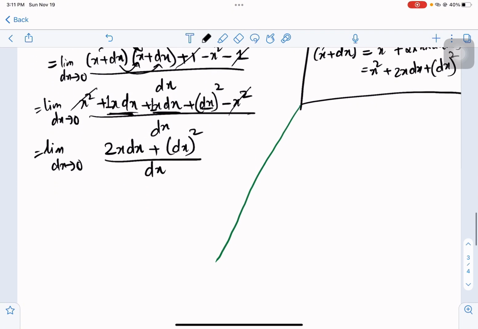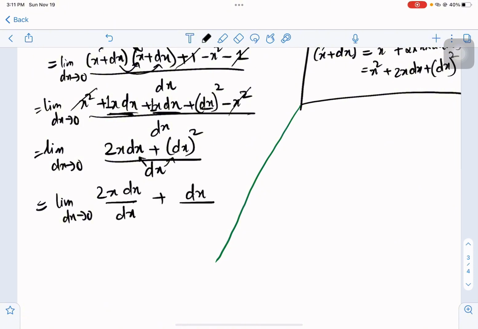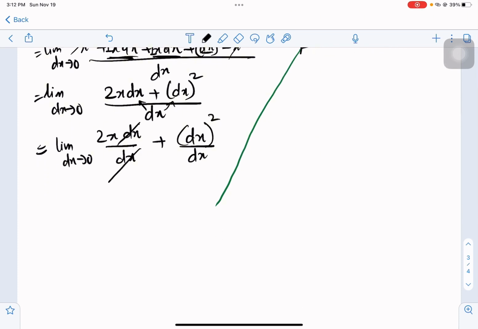Now after simplifying, you can divide by dx on both terms. So you have the limit as dx tends to 0 of 2x dx divided by dx plus dx whole square divided by dx. So dx cancels. What do you mean by dx whole square? It means that dx was multiplied twice, right? So dx will get cancelled. So what you have is the limit as dx tends to 0 of 2x plus dx.